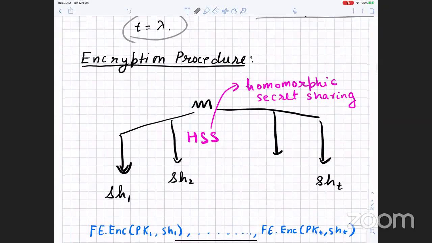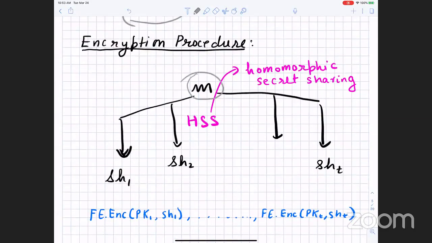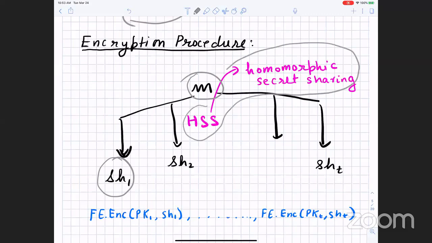Here's what you're going to do. Suppose you have a message M, and you want to encrypt this message M and construct a secure scheme which encrypts M securely. So what we do is secret share it using some special purpose secret sharing scheme. I'll define this special purpose secret sharing scheme in just a minute, but it is known in the literature by the name of homomorphic secret sharing. So you secret share it using this scheme and compute T shares.